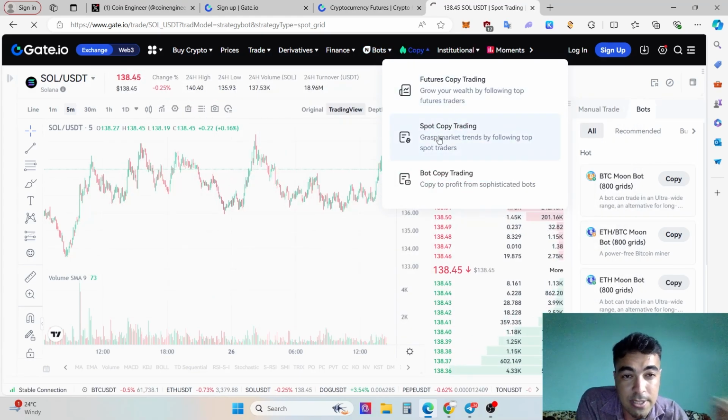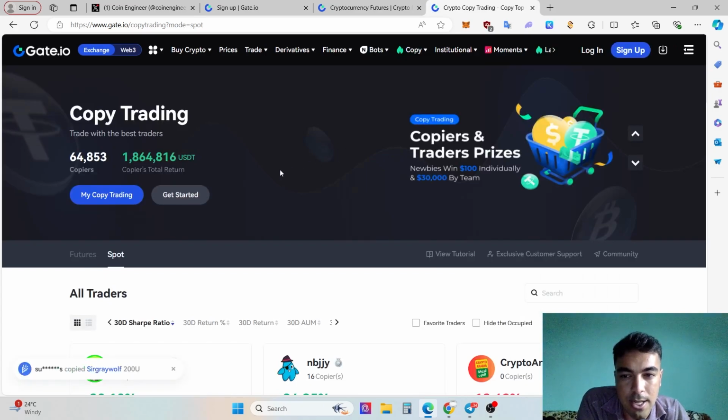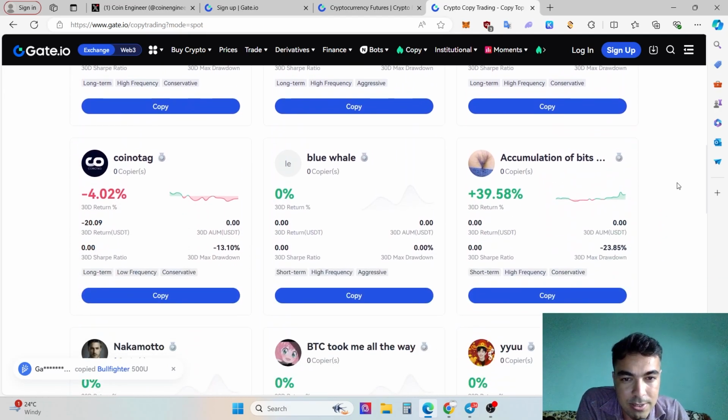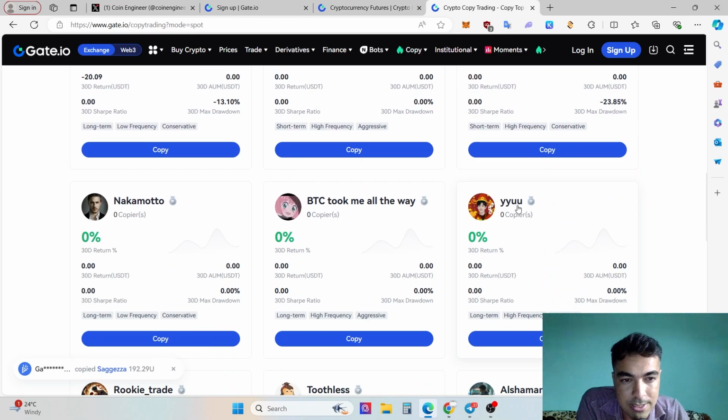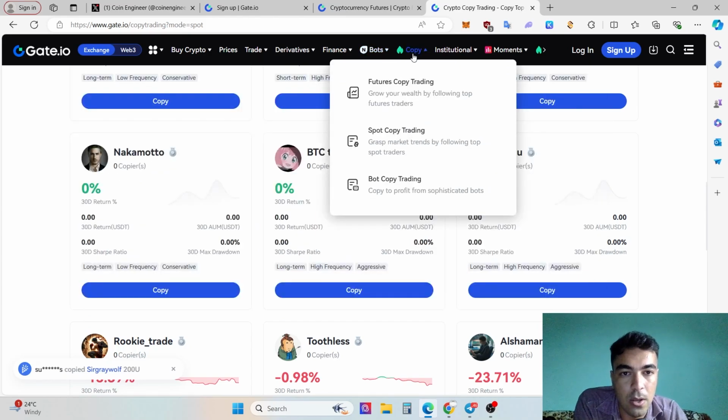Spot copy trading. For example, I say it again, I have no time to do spot trading, and that's why I'm just analyzing some other traders. For example, the trader looks good, or this one, although it has 0%, I just take a look at previous returns, previous strategies, and then just click copy, put your amount, that's it. And you need to pass the KYC account at Gate.io.